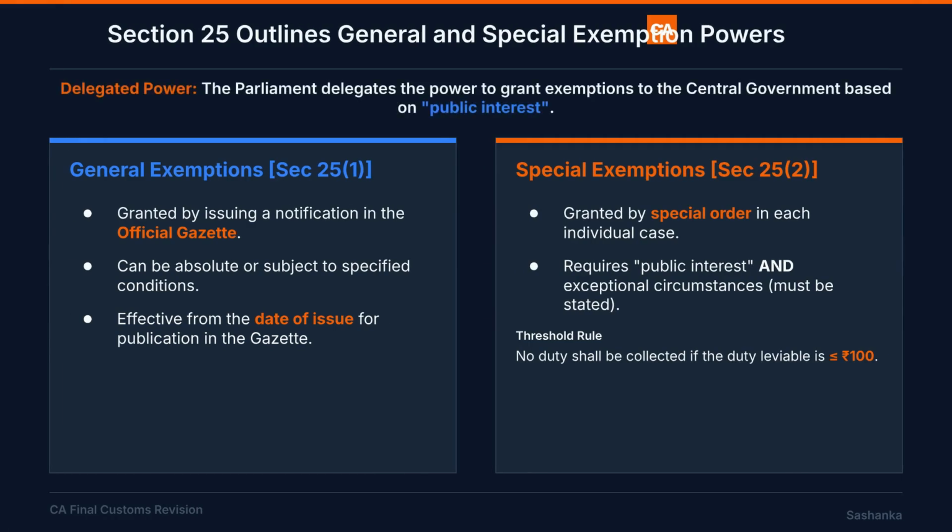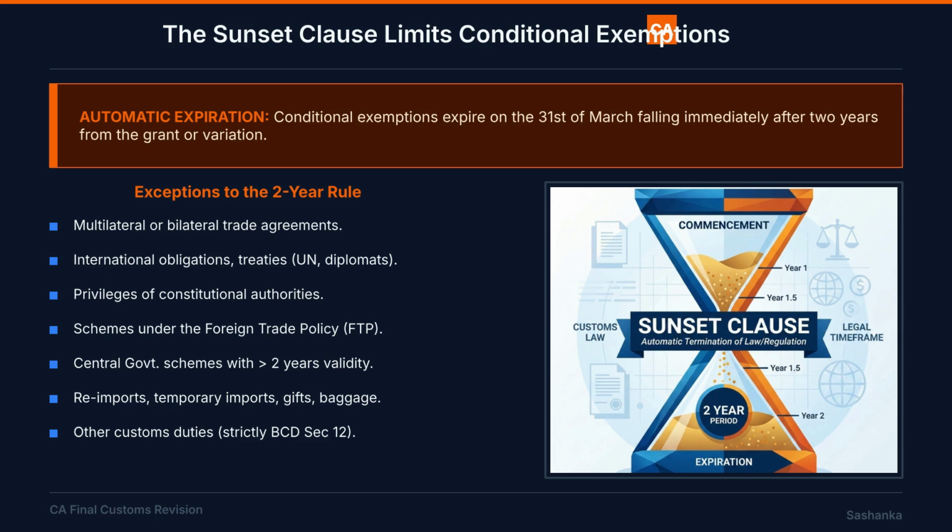Parliament has delegated exemption powers to the central government through Section 25. Under Section 25(1), general exemptions are granted through notifications published in the Official Gazette whenever the government considers it necessary in public interest. These exemptions may be absolute or conditional. Under Section 25(2), special exemptions are granted through individual orders in exceptional circumstances where public interest exists. Such orders apply to specific cases rather than the public at large. Another important point is the threshold benefit under which customs duty is not collected if the duty amount payable is 100 rupees or less.